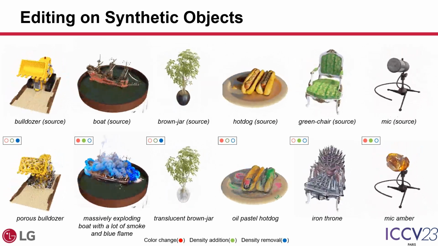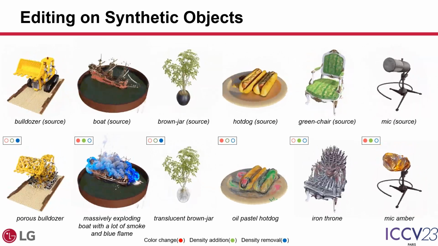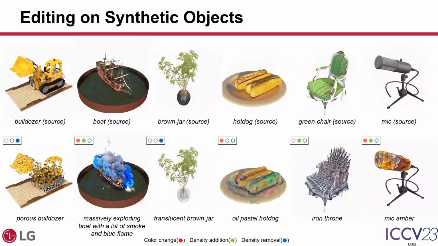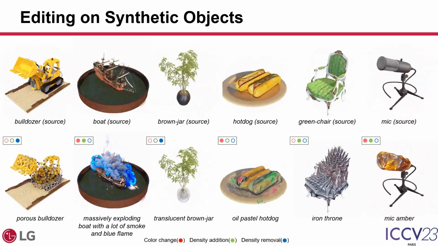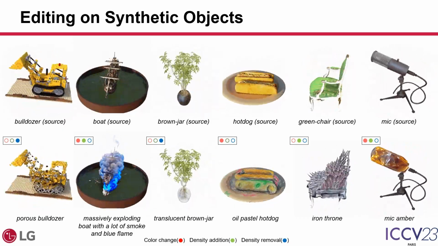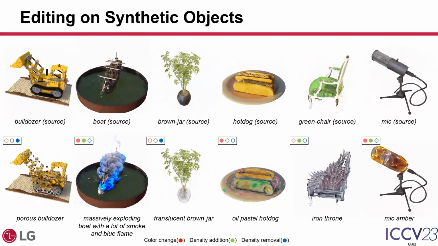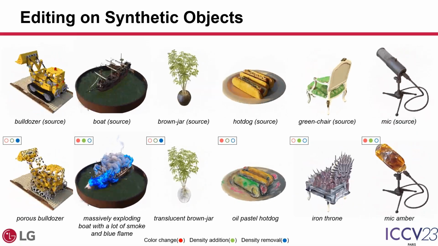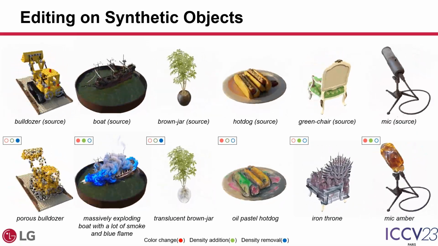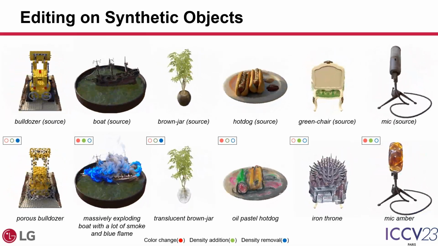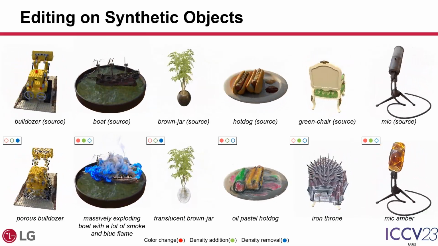Now we show the localized object editing results using Blending-NeRF. We first performed experiments on editing different synthetic objects with various editing operations, such as addition or removal of densities and color changes. Our approach clearly achieves a detailed editing of the target object while preserving the source structure. For example, when given a source text, boat, and a target text, massively exploding boat with a lot of smoke and blue flame, the appropriate ambient effect appeared naturally along with stylizing the target object.